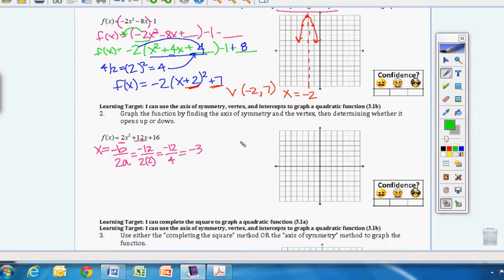Now I need to take this x value and plug it back into my function so I can get my y value. So f of negative 3 is going to be 2 times negative 3 squared plus 12 times negative 3 plus 16. So negative 3 squared is 9, so this is going to be 18, plus 12 times negative 3, which is negative 36, so minus 36 plus 16. 18 minus 36 is negative 18, plus 16 will leave me with negative 2.